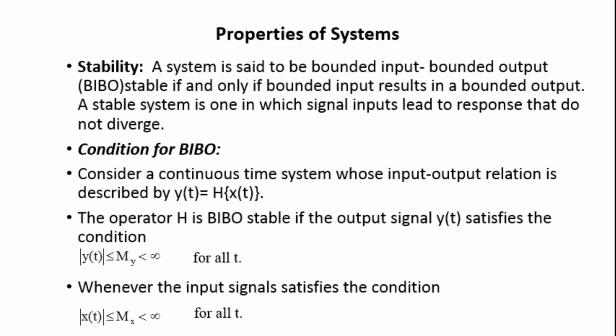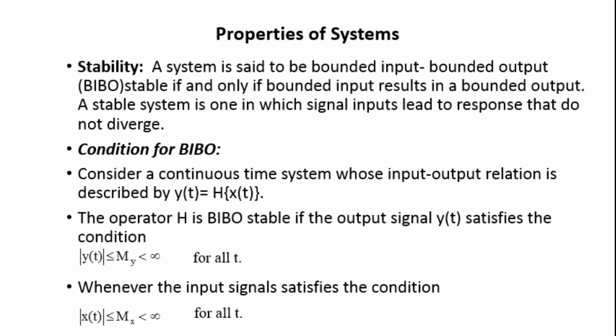So the first one is stability. The system is said to be bounded input, bounded output, that is BIBO, stable if and only if bounded input results in a bounded output. A stable system is one in which signal inputs lead to responses that do not diverge. There are some conditions for BIBO.